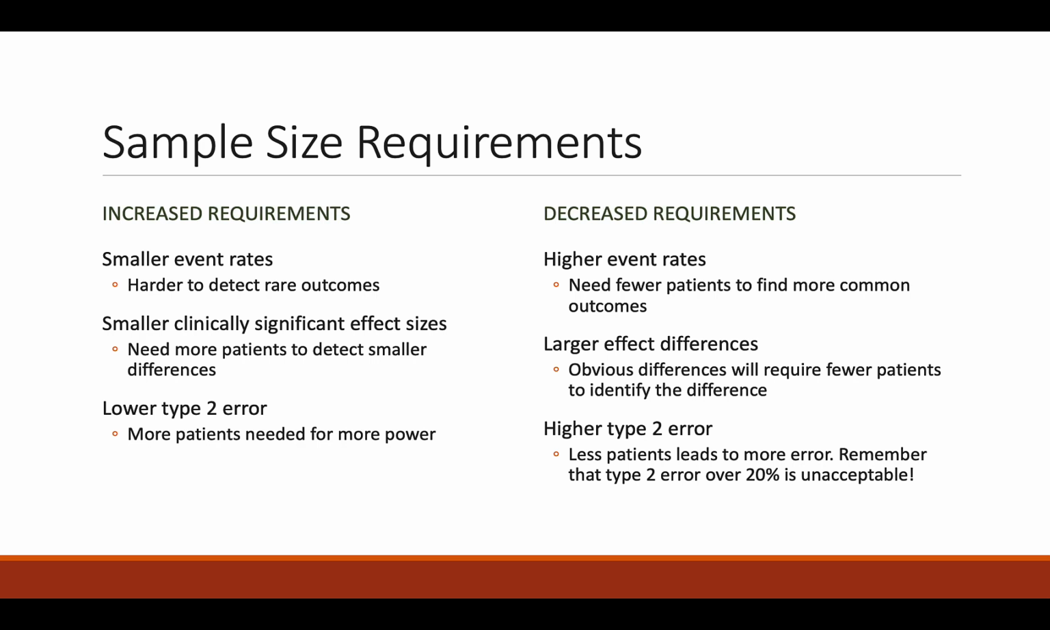The opposite of the increased requirements would be decreased requirement. So if you're looking at an outcome that has a high event rate, you likely don't need as many patients because that outcome is so common. If there's a very large effect size that you're trying to find, you likely don't need that many patients to find that obvious difference between groups. Finally, if you're willing to accept a higher type 2 error, you will need fewer patients to enroll in your study. However, remember that type 2 error maxes out at 20%, and that we shouldn't be performing studies that have more than 20% error or less than 80% power.